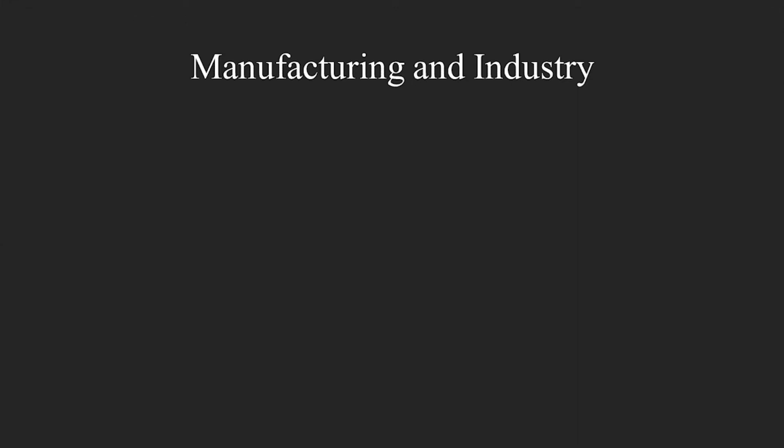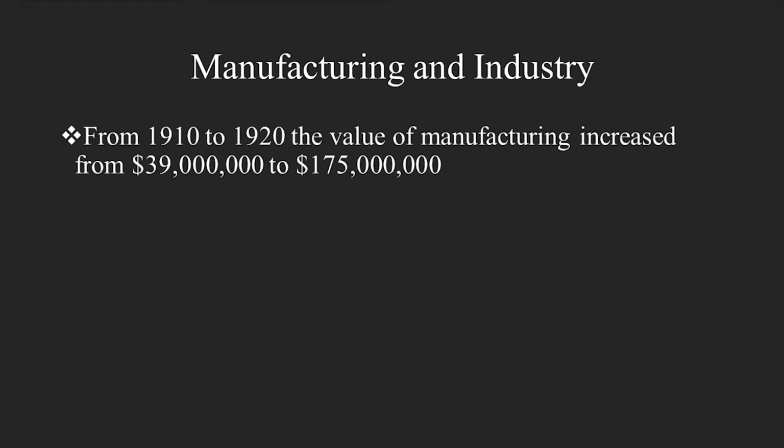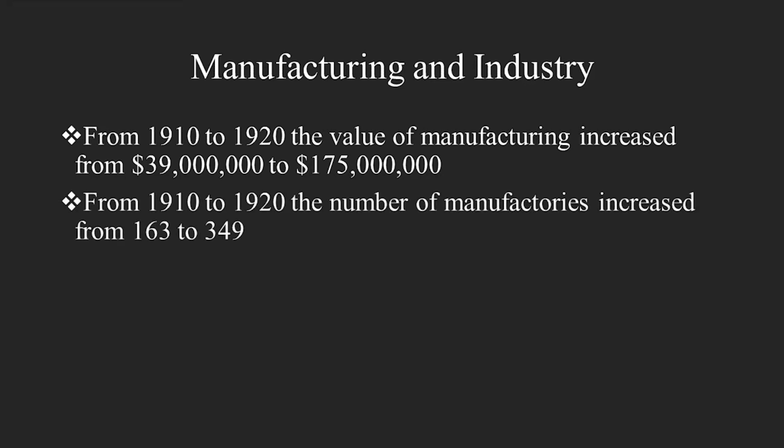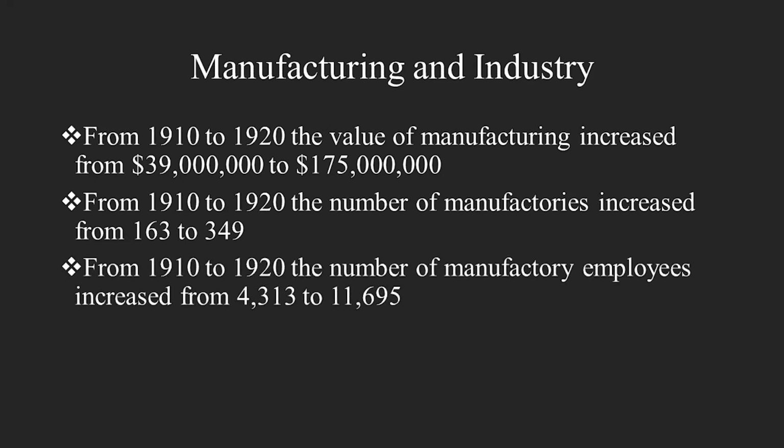Let's move on to other manufacturing and industry. From 1910 to 1920, the value of manufacturing in Sioux City increased from $40 million to $175 million. From 1910 to 1920, the number of businesses manufacturing goods increased from 163 to 349. From 1910 to 1920, the number of employees in manufacturing increased from 4,300 to nearly 12,000. So let's take a look at some of these new and expanding manufacturing facilities.